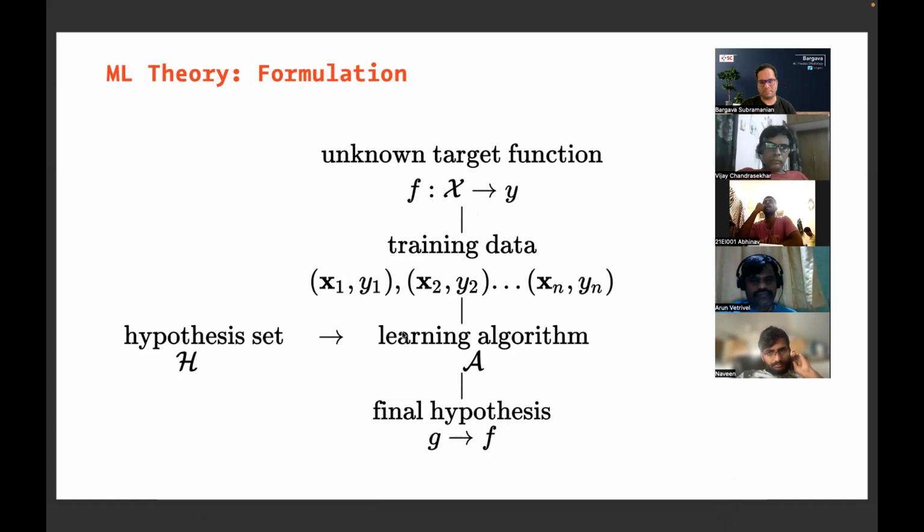Now there are still two big things. One is, what is this learning algorithm, and how do we arrive at the final hypothesis? Two things that are not yet said. We'll talk about it in the next slide. But any questions on this?